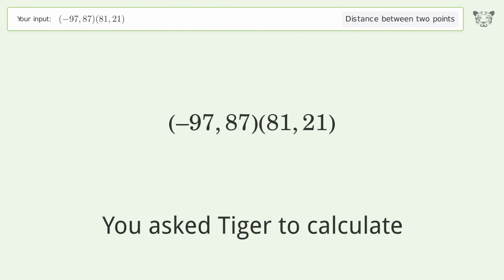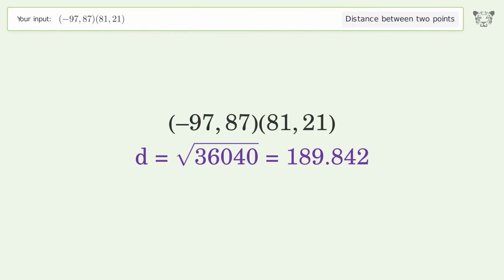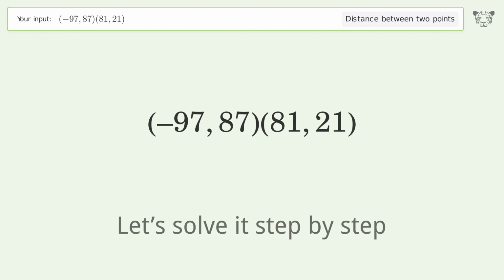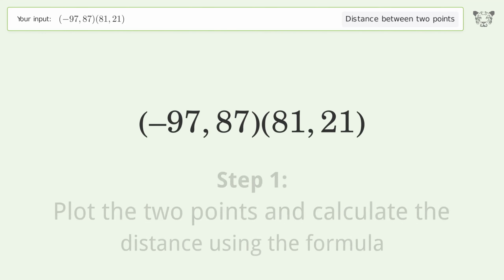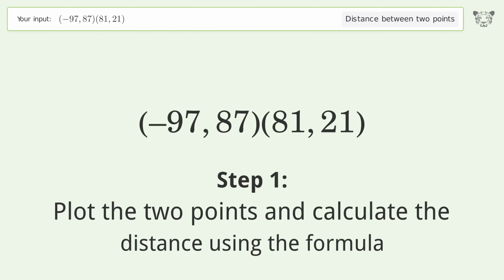You ask Tiger to calculate. This deals with the distance between 2 points. The distance between the 2 points is the square root of 36,040, or 189.842. Let's solve it step by step. Plot the 2 points and calculate the distance using the formula.